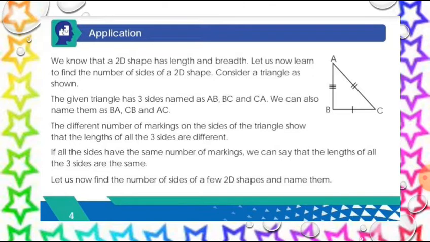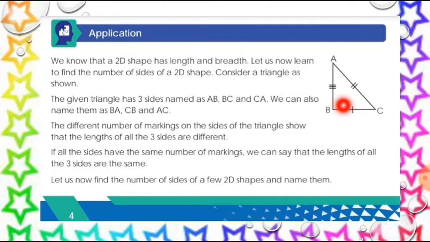So children, look at the first one. Here is shown a triangle, isn't it? And this given triangle has 3 sides, named AB, BC and CA. These are the different sides of this triangle. And we can also name them BA, CB and AC. This way also we can name. If you are writing AB or BA, both are same.